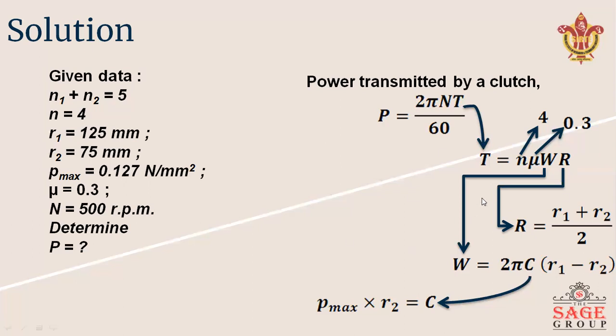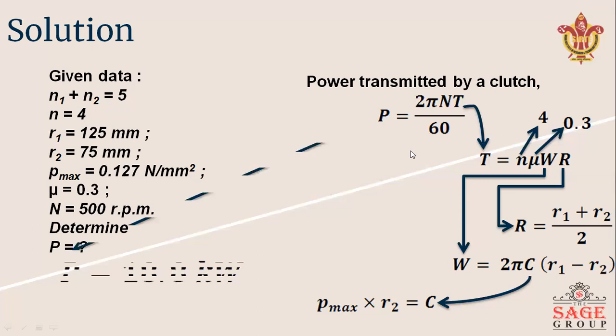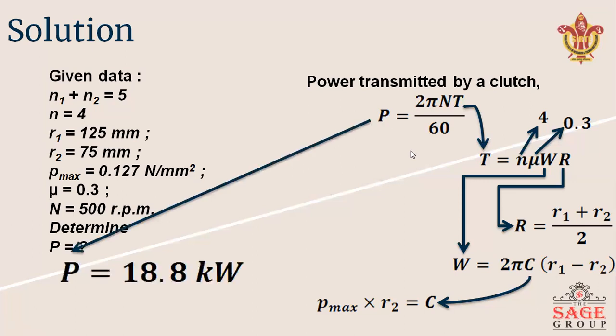So this value of T, we have to substitute in the equation for power transmitted by the clutch, P is equal to 2 pi NT upon 60, so that we can calculate the value of power with the help of this formula. The value of the power is 18.8 kilowatt. So you can easily calculate the power transmitted by the clutch with the help of this procedure.